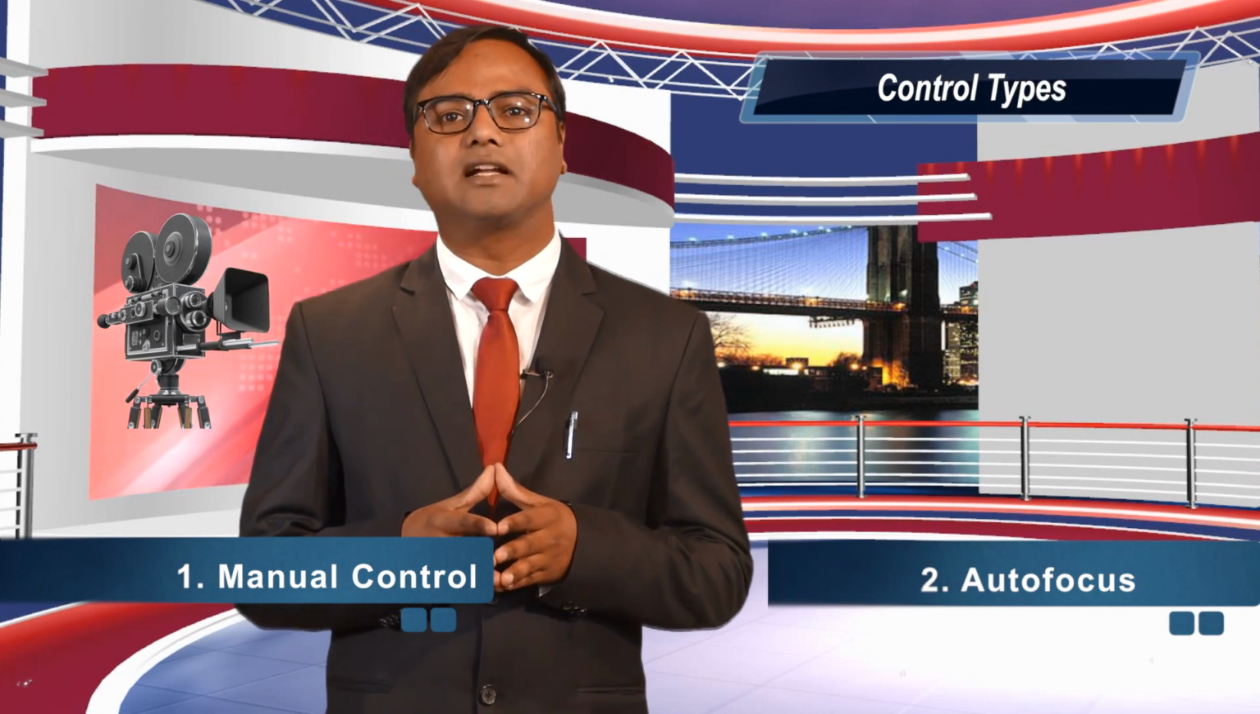There are two types of focus control: one is manual and the other is autofocus, which is the setting in the camera that instructs the lens to focus on a subject. There are various types of autofocus, that is single AF, continuous AF, and multi-area autofocus. Then the second option is manual focusing.